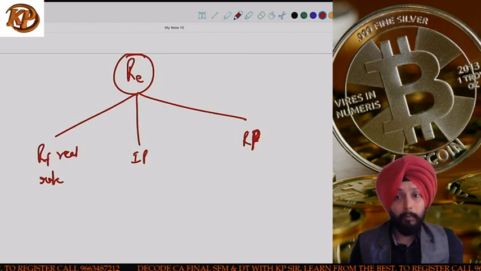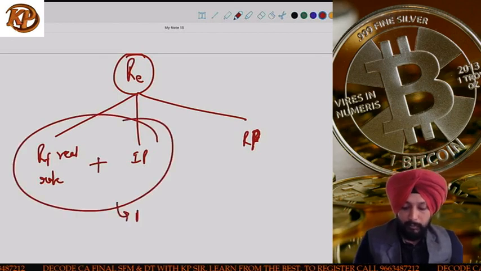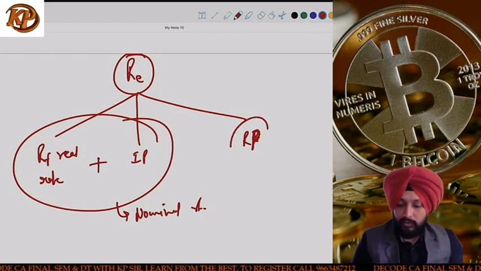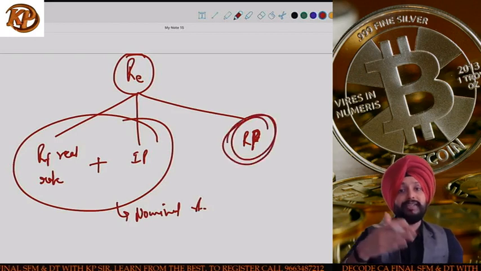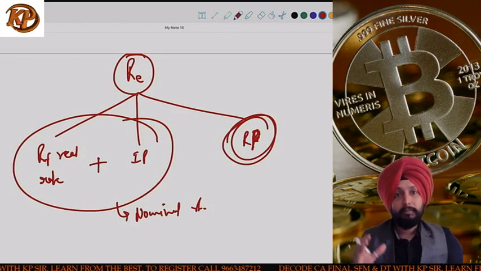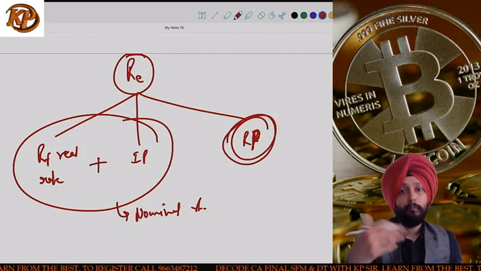RE is made up of 3 components. One is risk-free real rate, then we have inflation premium, and then we have risk premium. Once we take risk-free real rate and inflation premium, the rate becomes nominal rate. Risk-free nominal rate, and once we adjust risk premium also, it becomes risk adjusted nominal rate. You remember that risk premium is basically the probability of default. The more the probability of default, the more will be the risk premium.